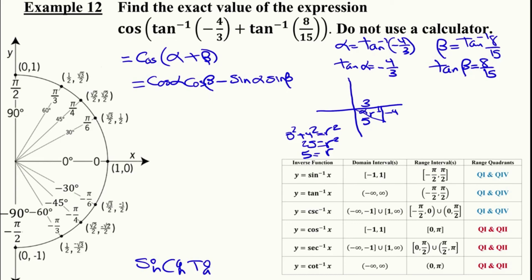Remember, alpha is this angle in here. So we know that the sine of alpha is going to be opposite over hypotenuse, so -4/5, and that the cosine of alpha is going to be adjacent over hypotenuse, so 3/5.